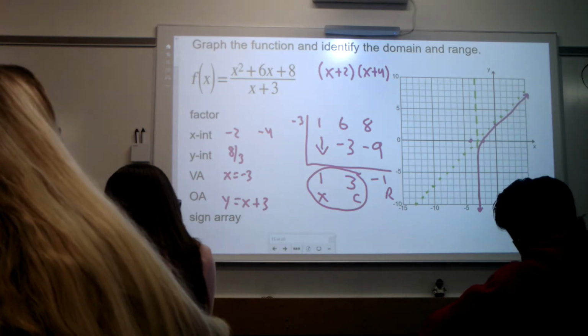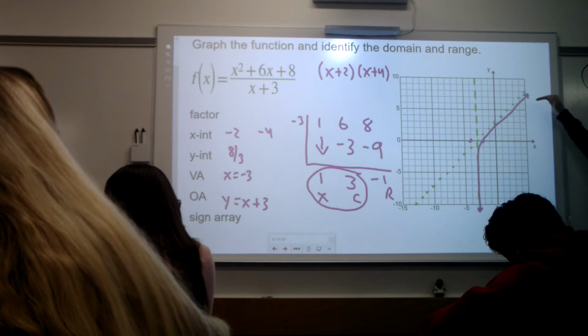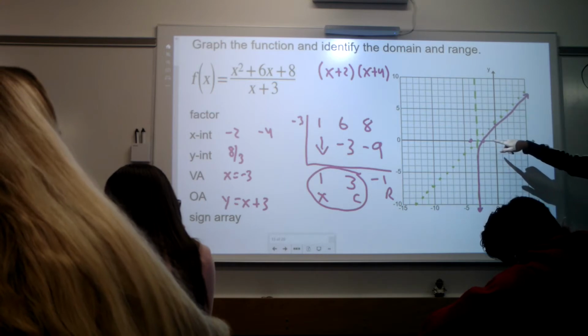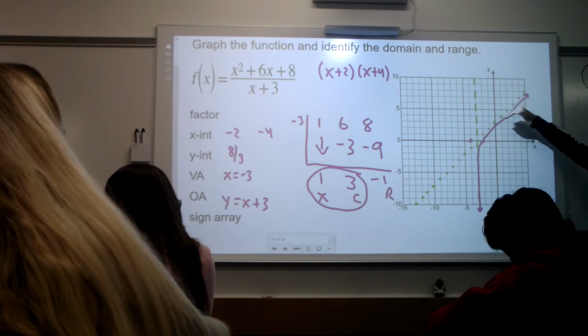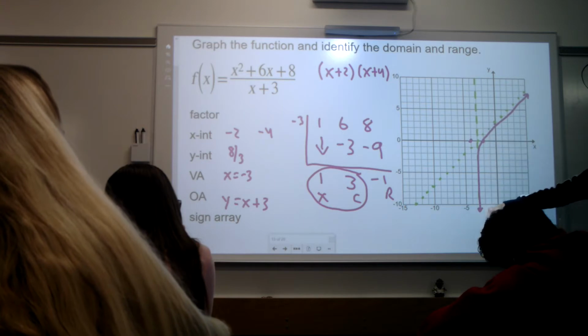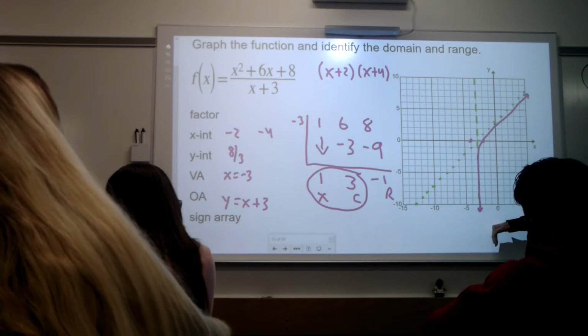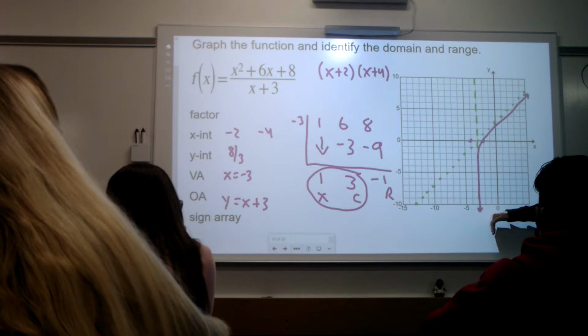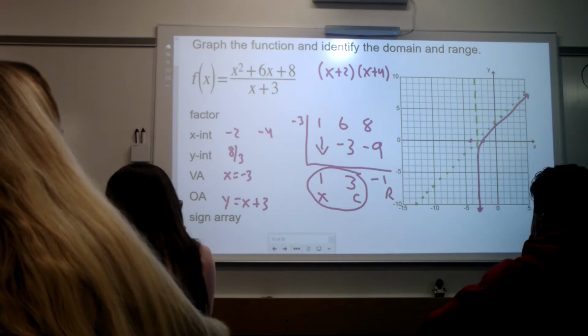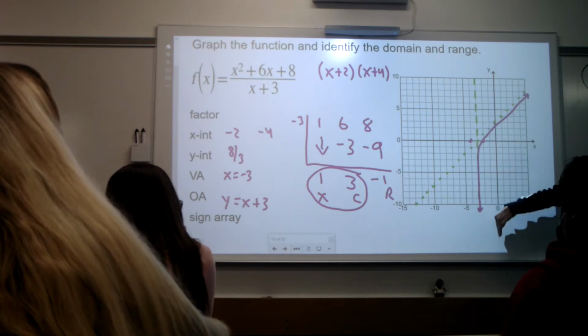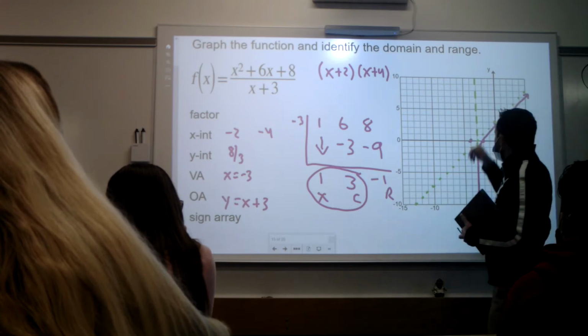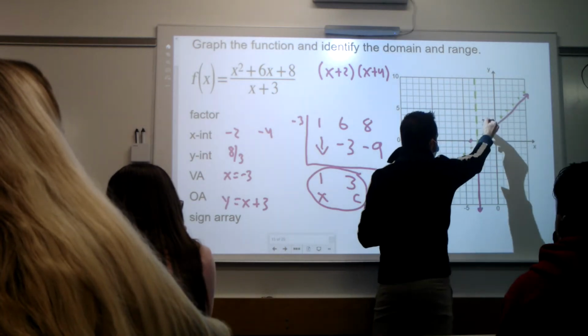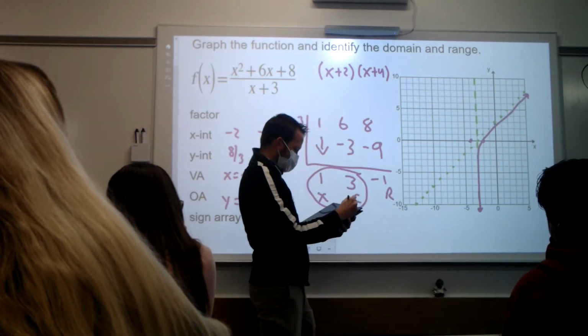Now, using what we know about vertical asymptotes, here is -3. On the right side, it's going down towards -infinity if we approach -3 from the right. But if we approach it from the left, what should happen? It's going down on this side. It needs to do the opposite, goes up. So that means it's going to start here and then come along like that.